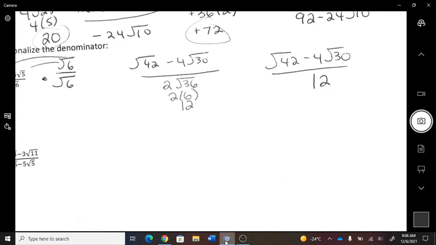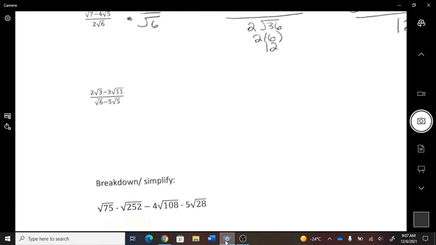And then I would double check, does 42 or 30 divide by any magic numbers? Are they divisible by 4, by 9, by 16? Is 42 divisible by any of those? I don't think so, right? Because it's not divisible by 4. 30 is not divisible by 4 or 9. So then I'm good. Okay.